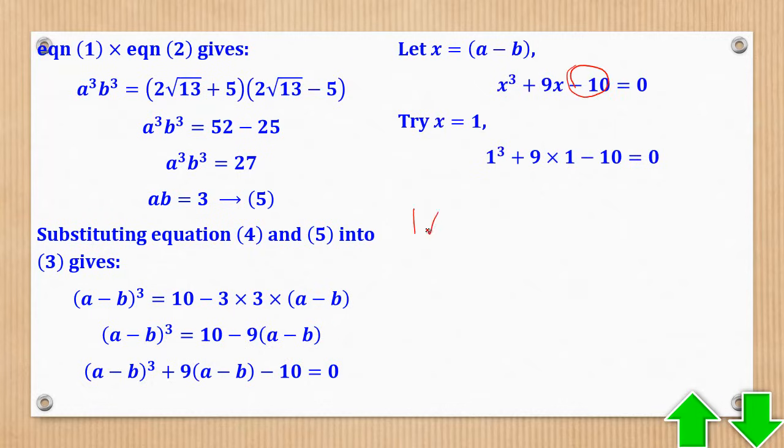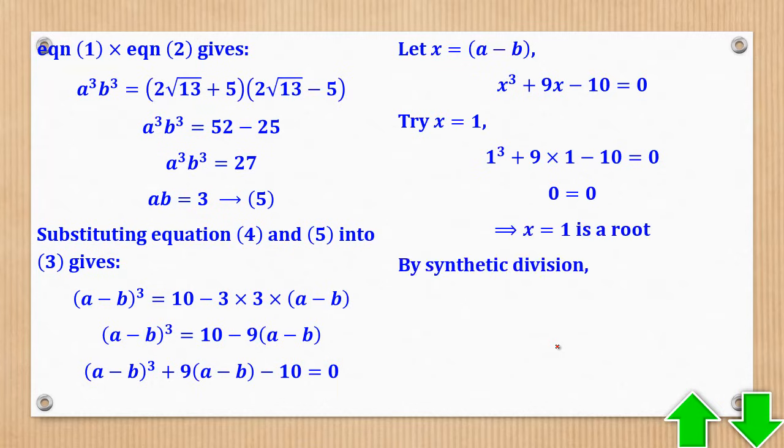Remember, 10 can be 10 and 1. It can be 2 and 5. So that means that if you are testing, you must test using plus or minus 1, plus or minus 2, plus or minus 5, plus or minus 10, like that. If I use positive 1, I'll come up with 0 equal to 0, meaning that x equal to 1 is a root. When it is a root, I can now use synthetic division to divide.